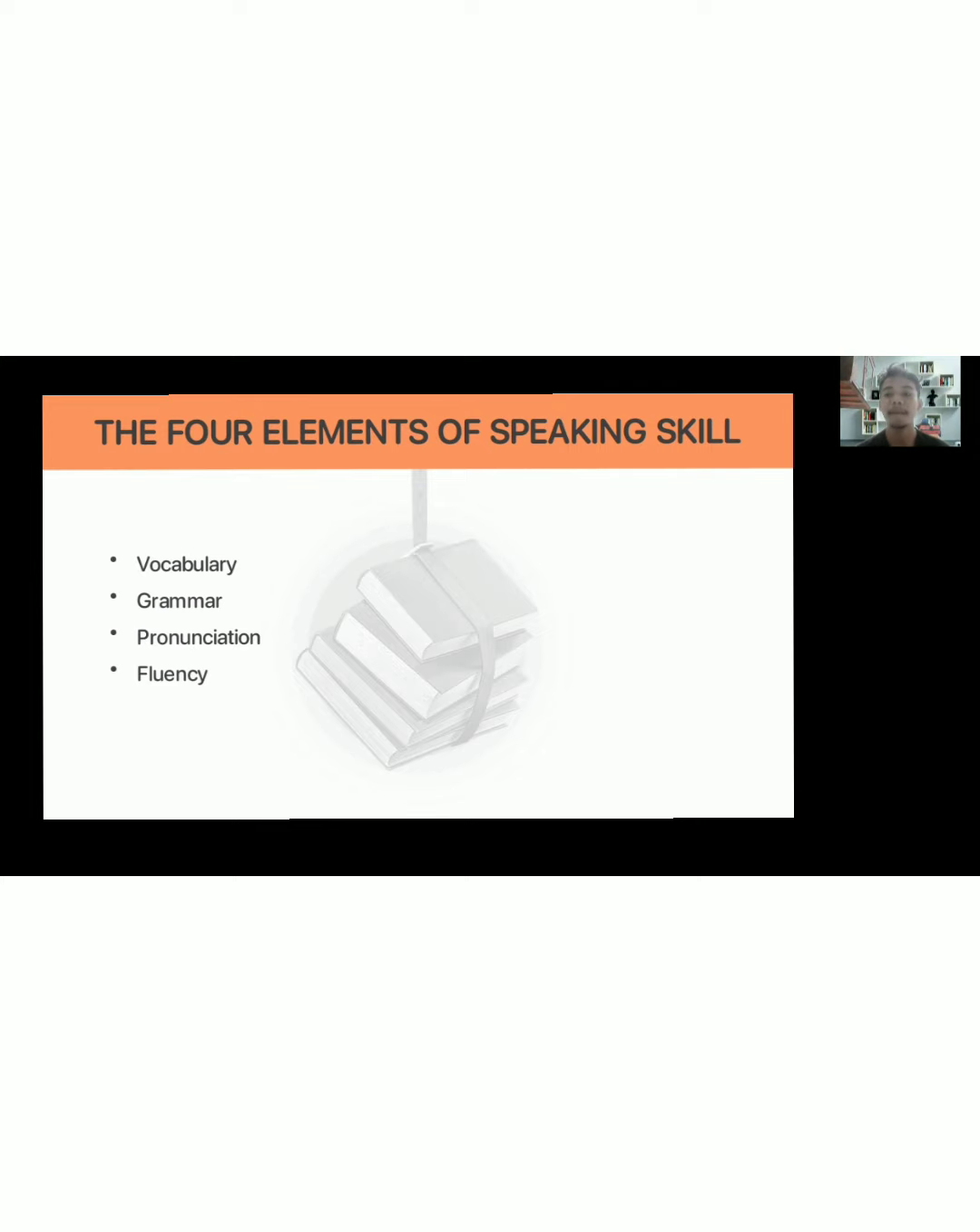And the last one is fluency. Fluency is important too, because when you are speaking with fluency, it means you are able to know everything.